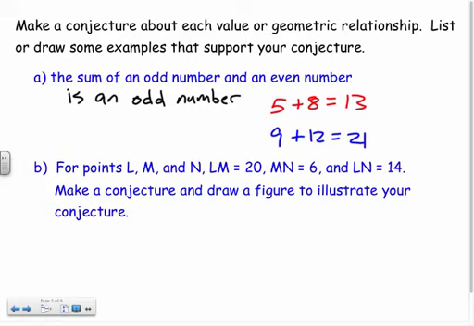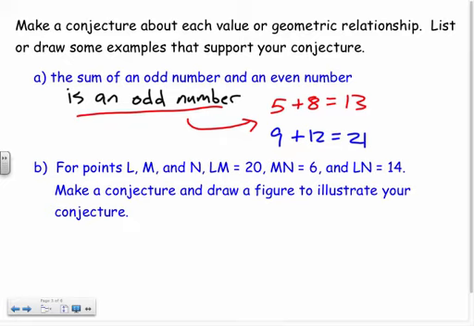So there's my conjecture: is an odd number, and there are some examples to support my conjecture. For B, now I have a geometric situation. It gives me 3 points. It says LM is 20, MN is 6, LN is 14. And let's make a conjecture. It says to draw a figure to illustrate your conjecture.